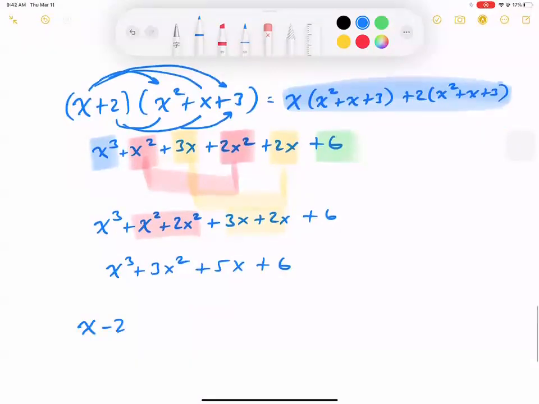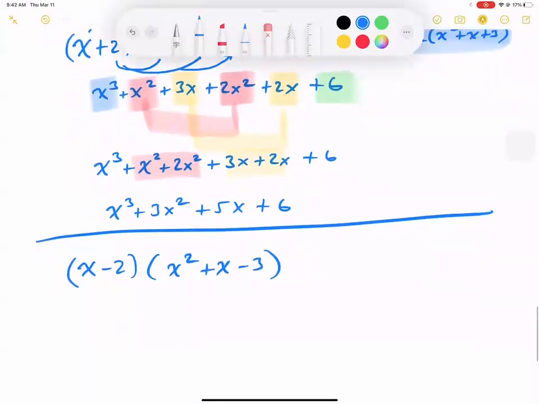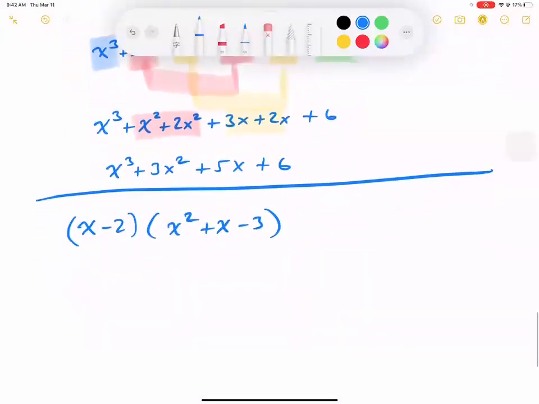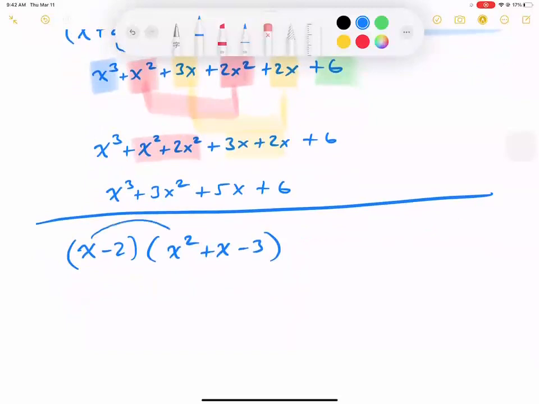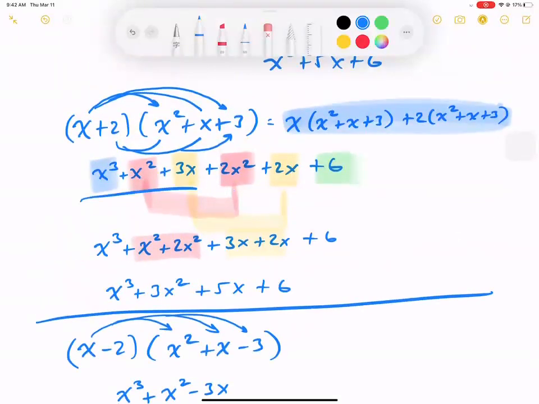x minus 2 times x squared plus x minus 3. Okay, I changed the problem slightly just to make sure it's not the exact same problem. And what we're going to do is we're going to multiply just like what we did before, everybody by everybody. Everyone in front by everyone in the back. So we end up with x times x squared is x cubed, x times x is x squared, and x times negative 3 is negative 3x. Nothing has changed, right? This is exactly what we did up here. That's exactly the first 3 moves.